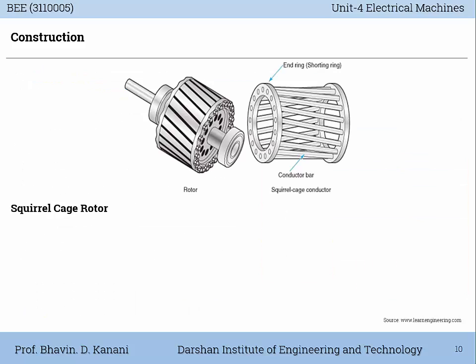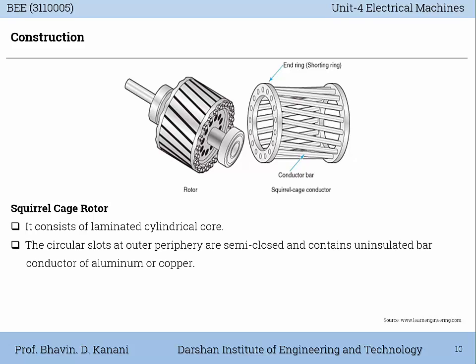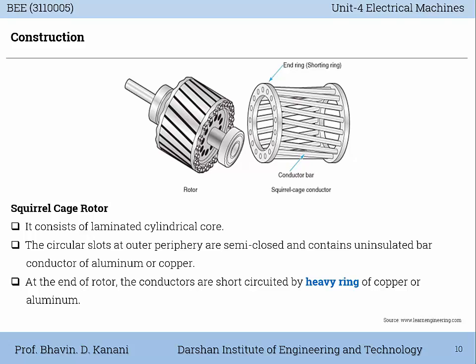Now let us try to understand squirrel cage rotor. As seen from the figure, squirrel cage rotor consists of laminated cylindrical core. The circular slots at outer periphery are semi-closed and contain uninsulated bar conductor of aluminum or copper. At the end of rotor, the conductors are short-circuited by heavy ring of copper or aluminum. This type of motor is widely used. It requires low maintenance also.